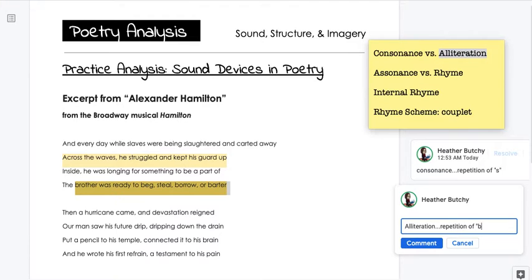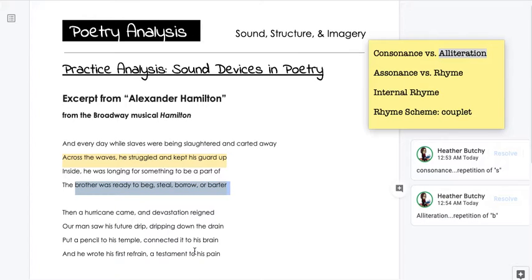Repetition of B. And then a hurricane came and devastation reigned. Now let's start looking at assonance versus rhyme and the difference between those two. When it comes to assonance and rhyme, maybe we'll jump back up here and tear some things apart some more in stanza 1. But assonance sounds like rhyme, but it's not quite rhyme.